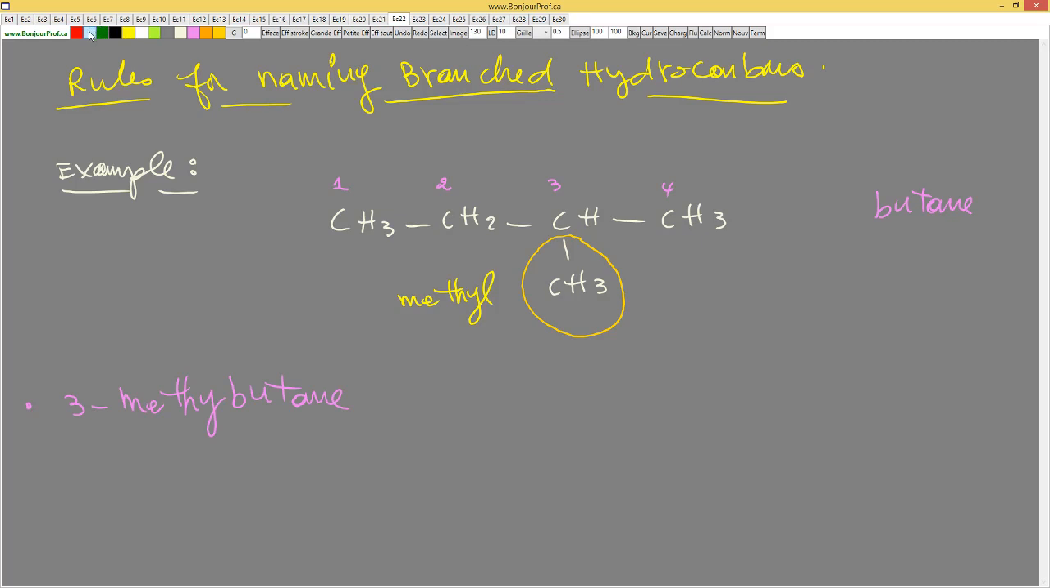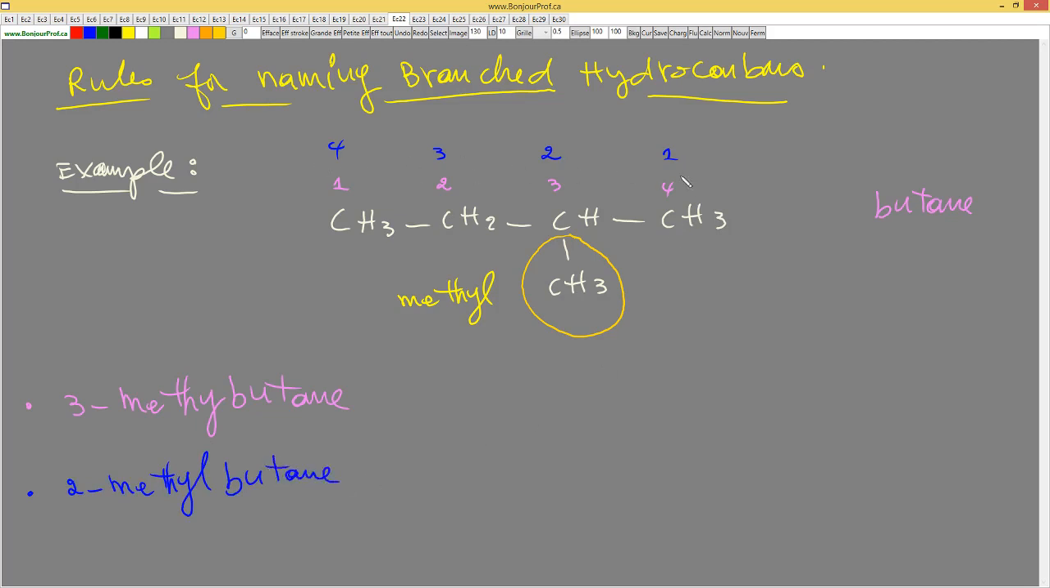But wait a minute, there is another way. I numbered the carbons from left to right. Why would I not label them from right to left? I have the right to do it, so I'm going to label them again: 1, 2, 3, 4. So I can choose one or the other. If I label them from right to left, again I have the methyl, but now it is on carbon 2. I will have 2 methyl butane.